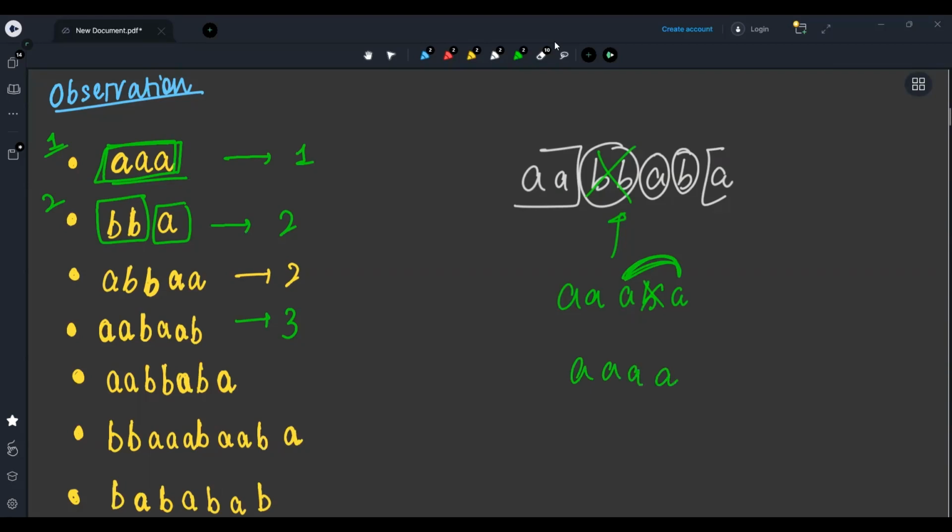So AAAA. Now I will remove this. The string becomes empty. So within three operations, I am able to achieve this. Now let's take another string.